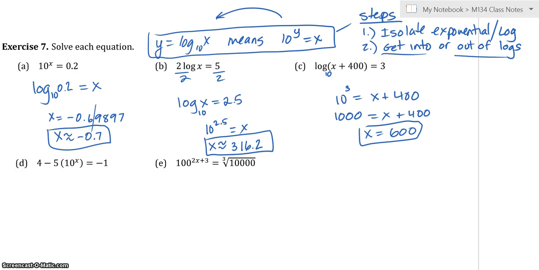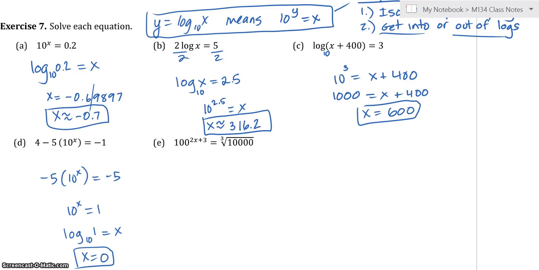Okay, here's the solution. The answer is 0. It does make sense. If you plug in a 0 there, you get 4 minus 5. How did I get it? I subtracted 4 first. That went away. Make that look like a 4. And then this would have been a -5. Then I divided both sides by -5. And I got 10 to the x is 1. You can see x is 0 right there. But I went ahead and put it into logs in case you didn't see it.